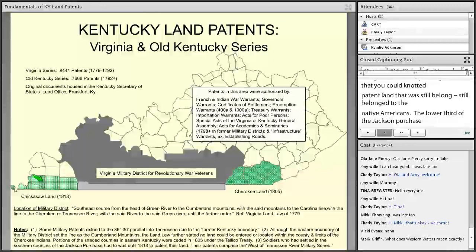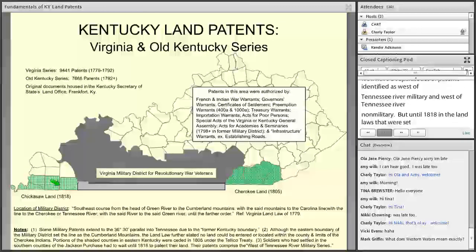We will have a separate set of patents identified as the West of Tennessee River Military and West of Tennessee River Non-Military. But until 1818 and the land laws that were set up in 1820 by the Kentucky General Assembly, this area could not be used for land patenting by settlers or Revolutionary War soldiers, or French and Indian War soldiers, for that matter. We are going to have a strip of land down to the 36°30' latitude that is going to fall under the South of Walker's Line patent series due to a surveying error. This is done later on in the early 1800s, but the bottom line is we do have land patents in Kentucky that were really for land in northern Tennessee. Tennessee agreed to honor those patents in exchange for roads.